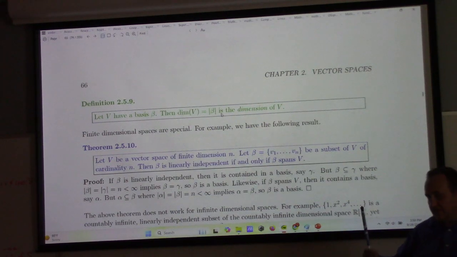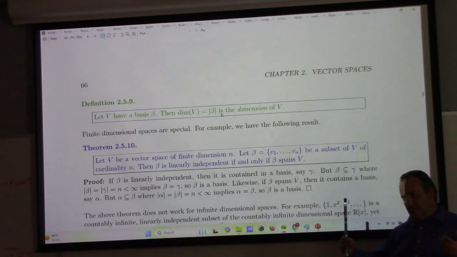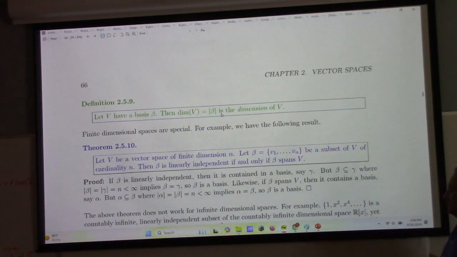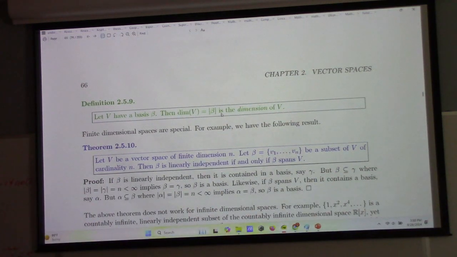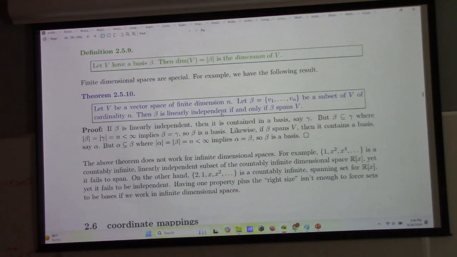In the infinite dimensional context, you can have a spanning set, which has infinitely many things in it, and yet it's not linearly independent, and vice versa. You can have an infinite linearly independent set which doesn't span in the infinite dimensional context. One of your homeworks in Mission 2 illustrates this, I think maybe the last one. The shift operators are good examples of this.